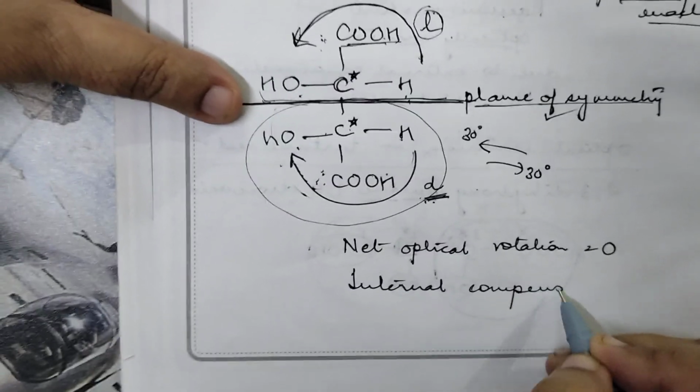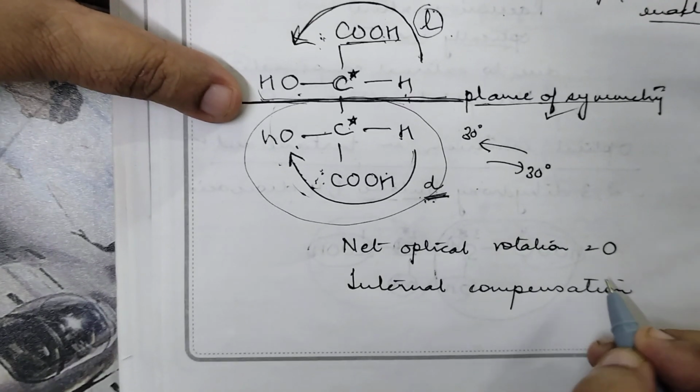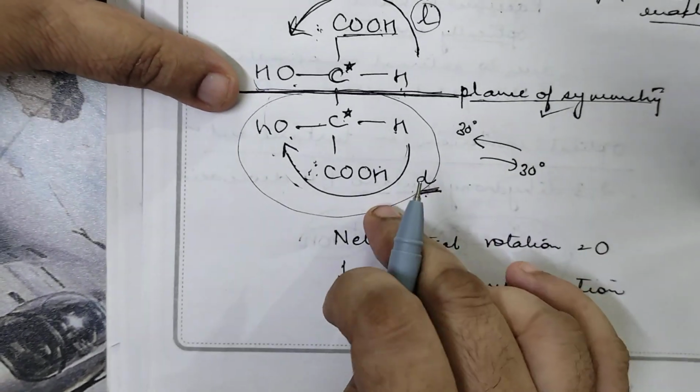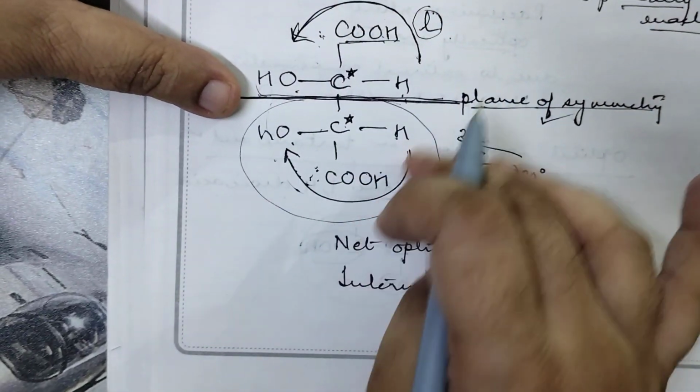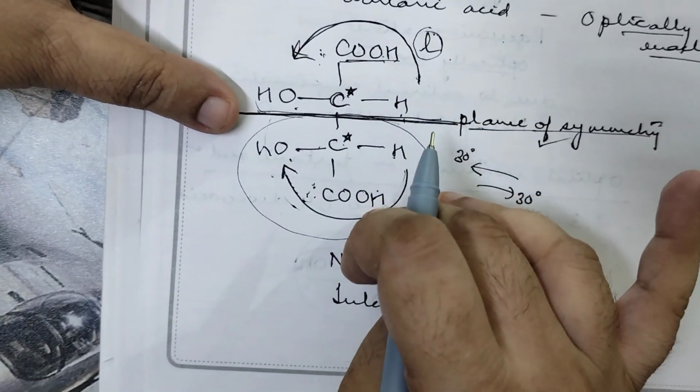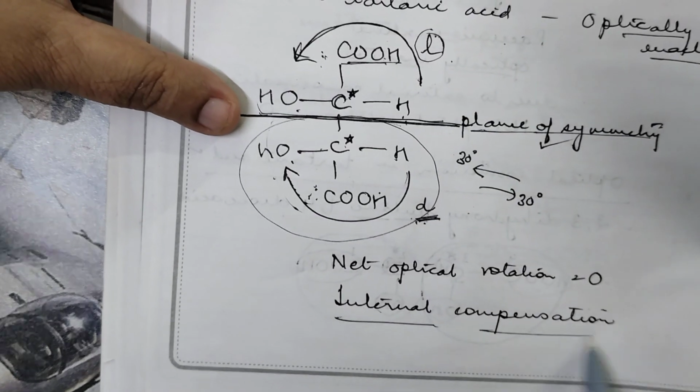Internal compensation means when within the same molecule, half molecule is dextro, half is levo, two kinds of roles are being played within one molecule, then you call it internal compensation.